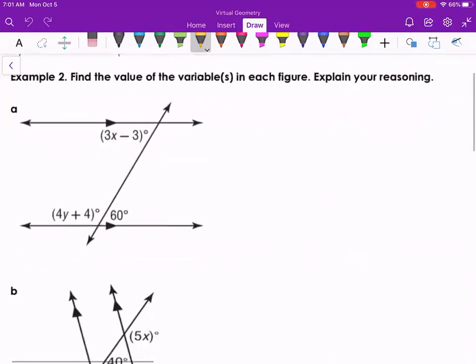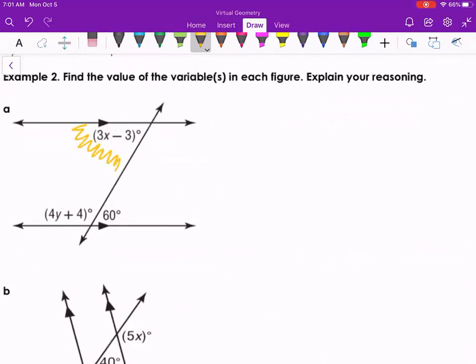So let's look at this first example, 2a here. All right, so we've got 3x minus 3 inside the parallel lines on the left side of my transversal. I have 4y plus 4, same side of the transversal and inside. So right now we are looking at consecutive interiors, but the problem is one's got an x, one's got a y. I can't use those yet to solve.